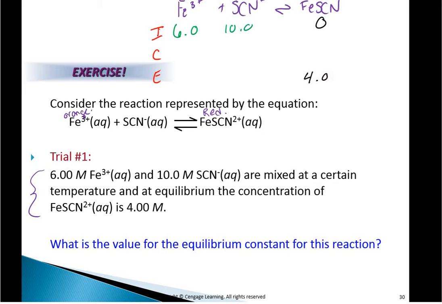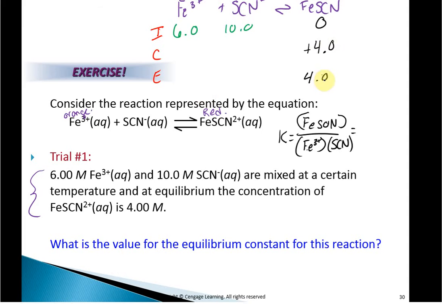Now, we have to find our equilibrium concentrations to plug in for our K. Remember, K is going to be products, which is FeSCN, over reactants, which is Fe and SCN. Now, we know this guy, but we don't know these two, so we need to find that. Now, let's look. How do you go from 0 to 4? You add 4, right? Don't overthink it. Don't underthink it, but don't overthink it.